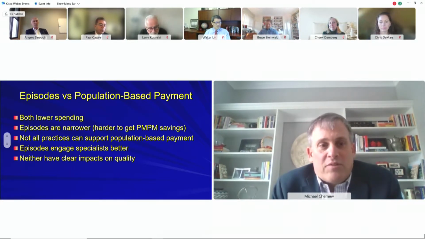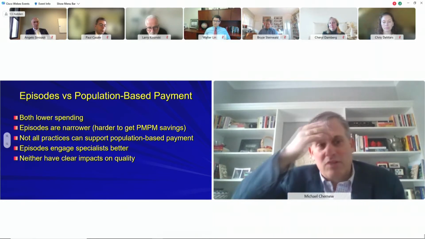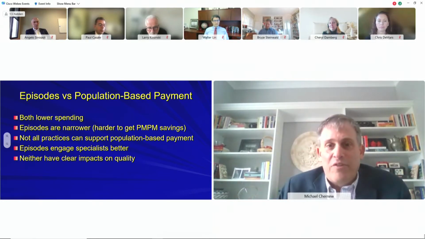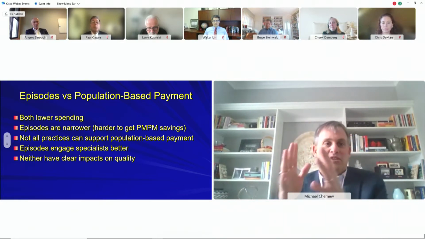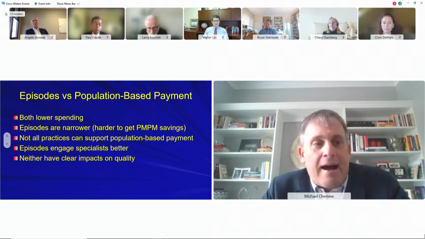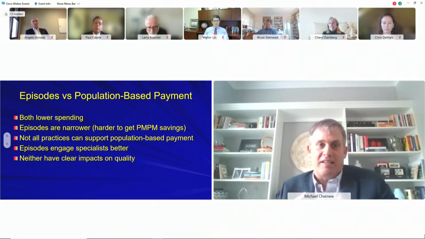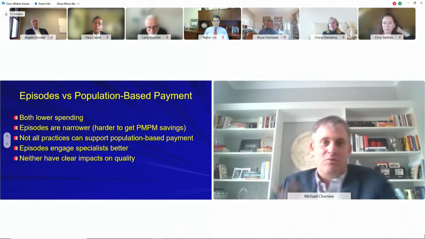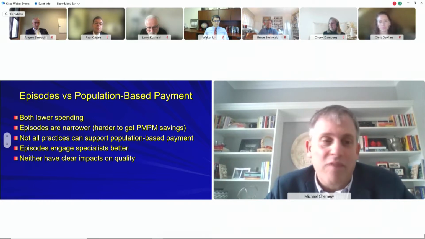So when thinking about episodes versus population-based payment models, here's my quick summary. Both of them seem to lower spending, at least for some episodes and for some population-based models. Episodes are narrower, so if your goal is to get per member per month savings, that's harder to do in episodes because they're just influencing a smaller share of the spending. But not all practices can support population-based payment models, and episodes do engage specialists better. So if you think you need specialists involved to get the savings, you're not going to get savings if you don't get the neurologist, surgeon, cardiologist, you pick whatever specialty you want, oncologist involved.